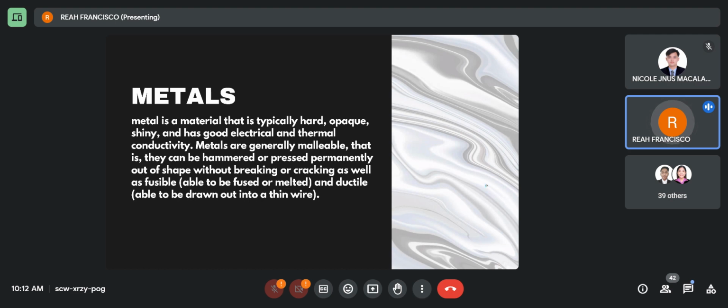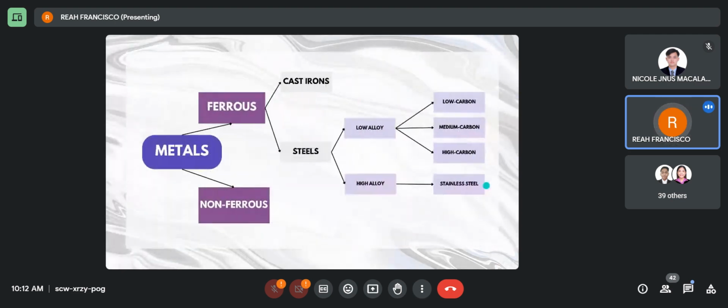Para po mas maintindihan natin, ito po ang classification graph ng metals. Kung makikita po natin, ang metals po ay divided into two sections, which is the ferrous and non-ferrous. Sa ferrous po, nandun po ang cast irons at saka po ang steels. And steels po ay divided din po sa two sections, which is low alloy and high alloy. Sa high alloy po, nandun po ang stainless steel, and sa low alloy naman po ay nandun po yung low carbon, medium carbon, and high carbon.